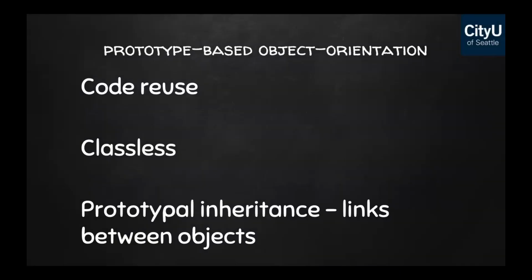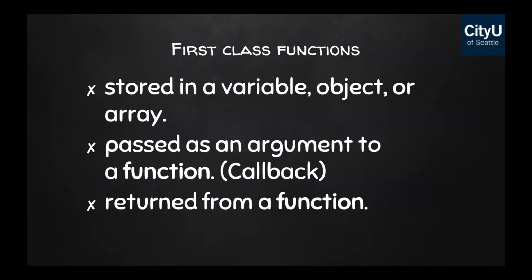Next. Prototype-based object orientation. This one is a bit complicated even for me. So it just means that there's code reuse. It's classless. It doesn't really have a class like in C++ or C#. When you see a class in ES6 standards, it's just a linking of objects. There's no real class. And prototypal inheritance, that's the one I said. Okay. First-class functions, basically these are functions that can be stored in a variable. Let's say I have a function declaration and you have a variable. You can assign that function to that variable. And also, you can pass a function to a function as a parameter, which is also called a callback. You can return from a function.